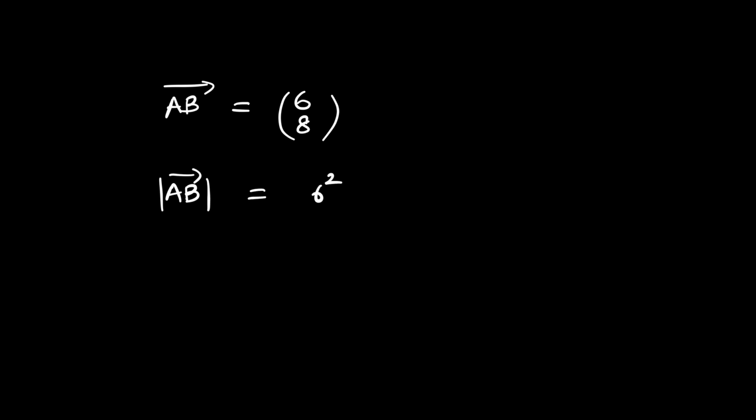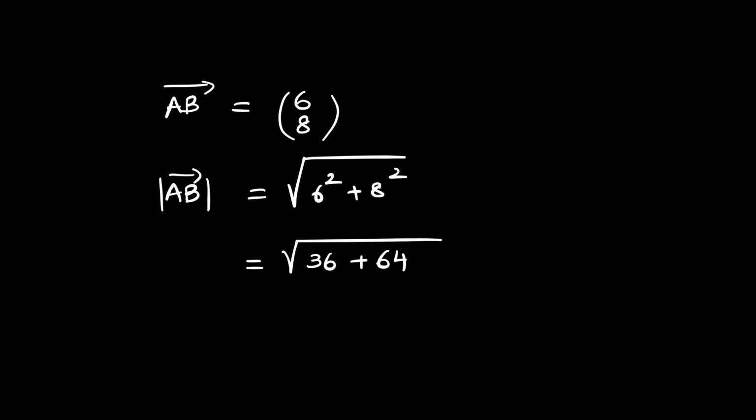Now we can also find the magnitude of this vector AB. So AB is 6 and 8. Therefore, magnitude of this vector AB is 6 square plus 8 square, the whole thing added up, and then the square root is taken. 6 square is 36, 8 square is 64, 36 plus 64 adds up to 100, square root of 100 comes out to be 10 units. That is the magnitude of this vector.